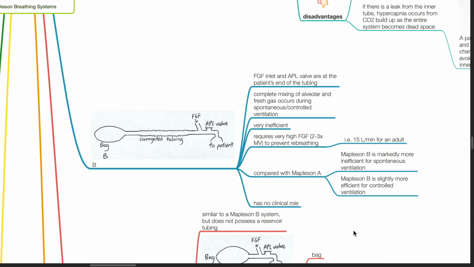Compared with Mapleson A, Mapleson B is markedly more inefficient for spontaneous ventilation, but it is slightly more efficient for controlled ventilation. Mapleson B systems have no clinical role.